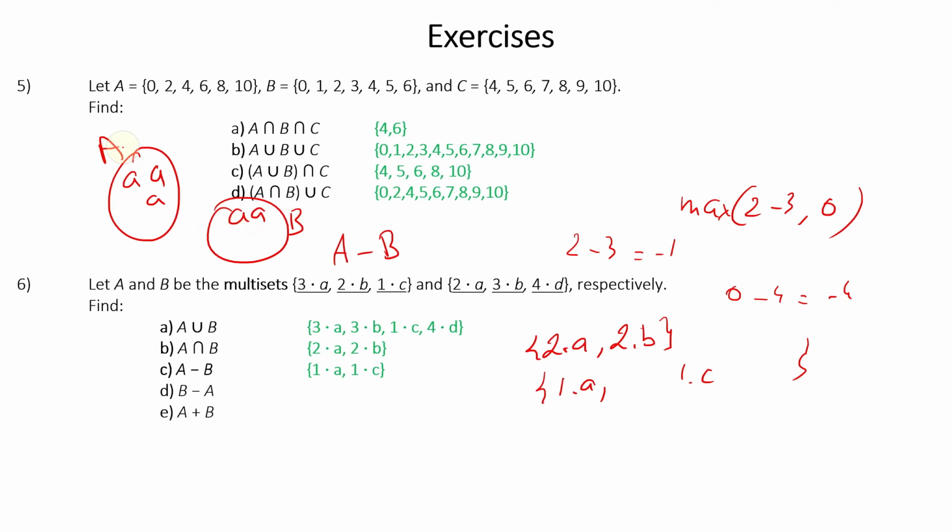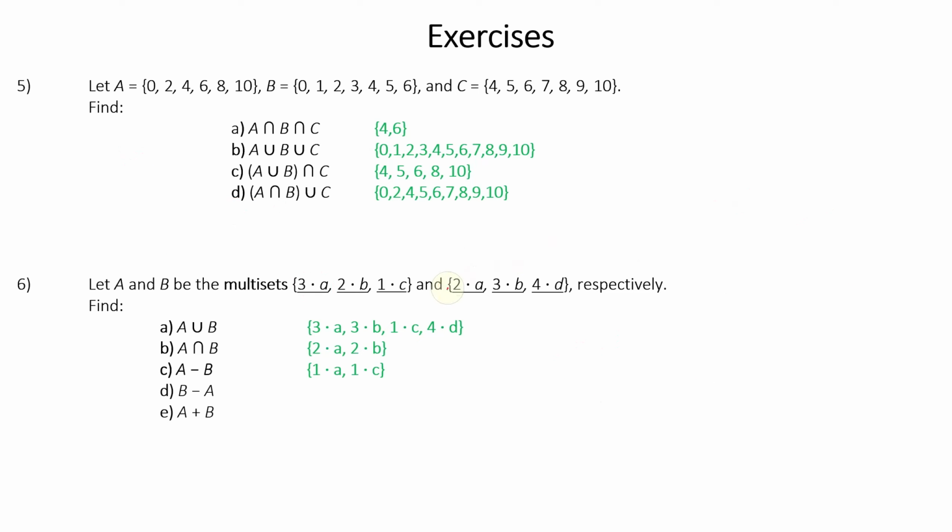I'm removing from A anything that is in B. How many A's do I have in B? 2. So I need to remove 2. This leaves me with 1A. So that's the idea behind this minus. I'm removing from the 3 A's the 2 A's that are in the B. And that's why 3 minus 2 gives me just 1A that is remaining.